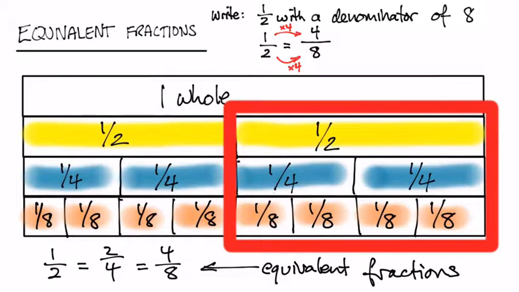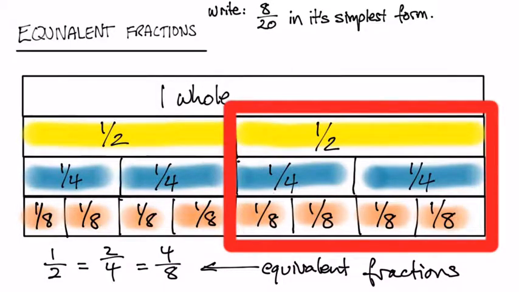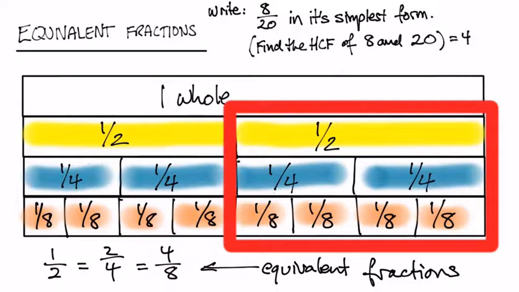They are equivalent fractions. Last example, what if you were asked to write 8/20 in its simplest form? So in other words, find another fraction that is equivalent to 8/20 that has the smallest denominator you can come up with. All we do here is we find the highest common factor of both numbers. So what's the highest common factor of 8 and 20? In other words, what's the largest whole number that I could fit evenly into both of those? Well, it's 4, because 4 fits into 8 and 4 fits into 20.